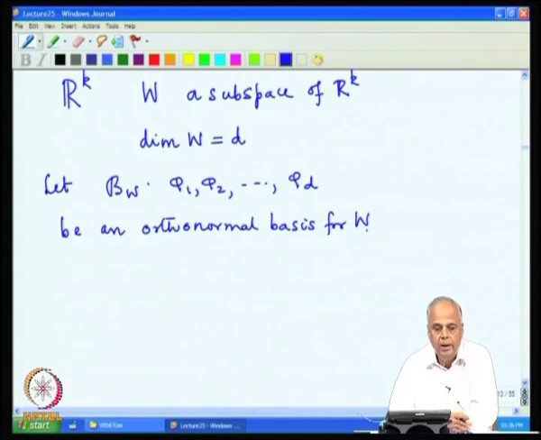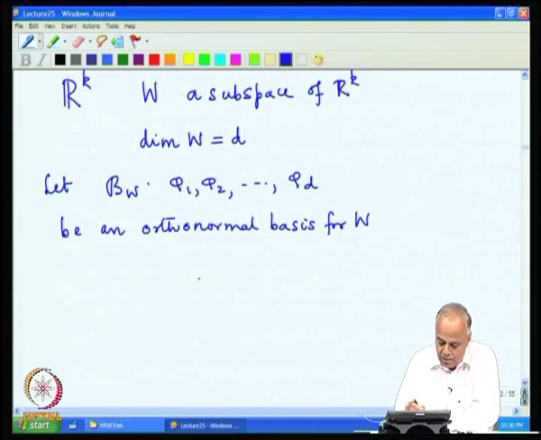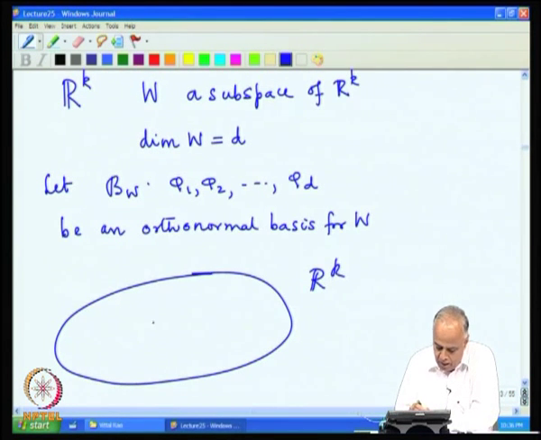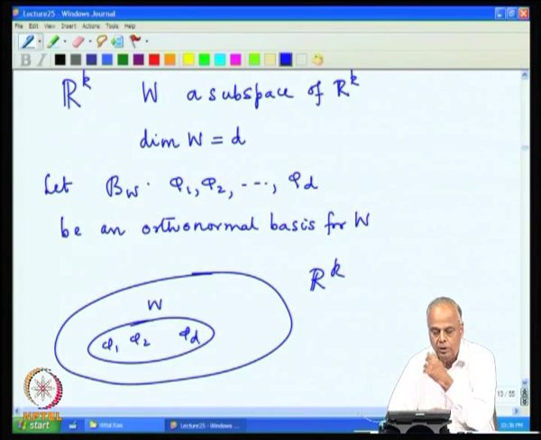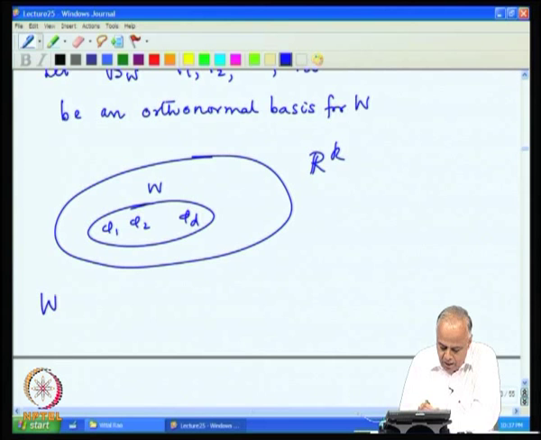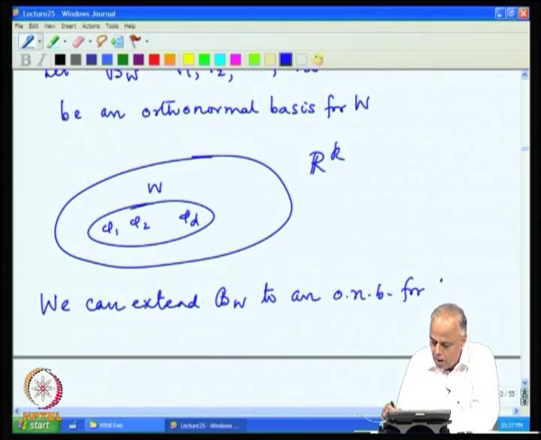Now, we have seen that every orthonormal set is also linearly independent, and therefore, phi 1, phi 2, phi d is a linearly independent set, and it is an orthonormal set sitting in the big space R k. So, here is R k and here is W. In this phi 1, phi 2, phi d are sitting. Now, since phi 1, phi 2, phi d is an orthonormal set, we have seen that any orthonormal set in R k can be extended to an orthonormal basis in R k. So, we can extend B W to an orthonormal basis for R k.